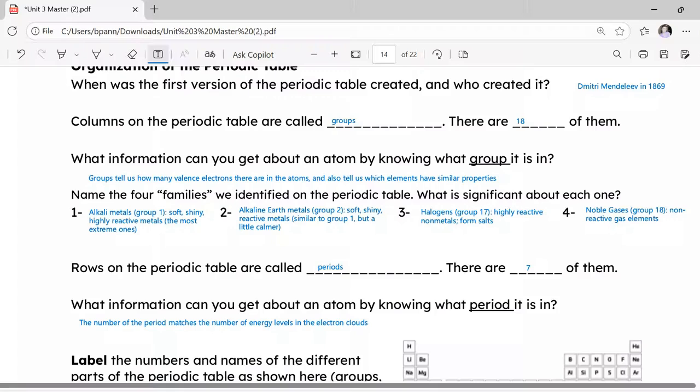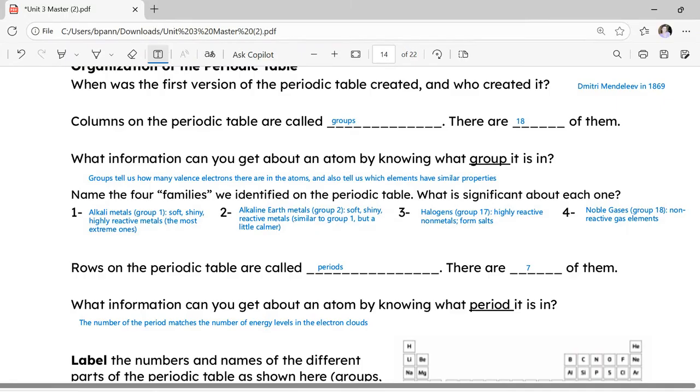Finally, we'll look at organization of the periodic table. The first periodic table, as we know it, was created in 1869 by a Russian scientist named Dmitry Mendeleev. On our modern periodic table, we call the columns groups, and there are 18 of them. The groups, remember, are the vertical parts of the periodic table.